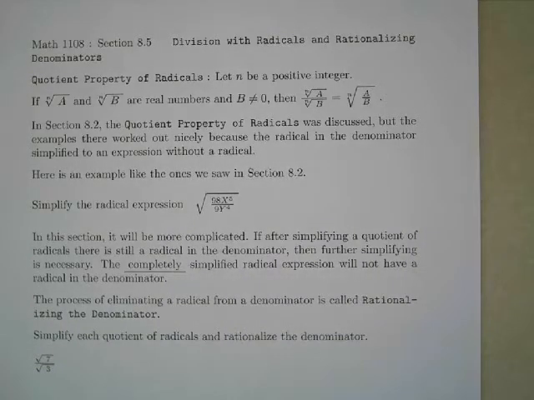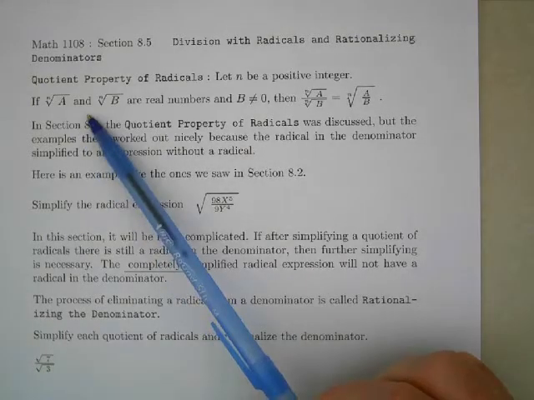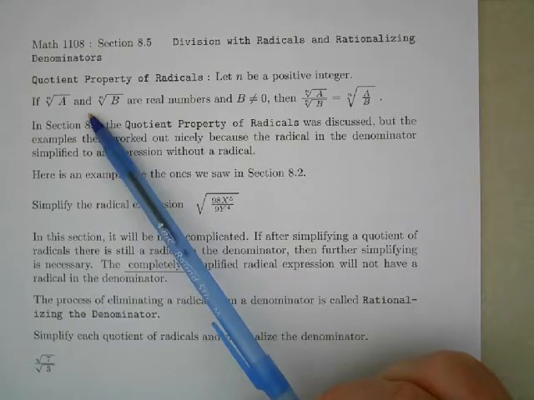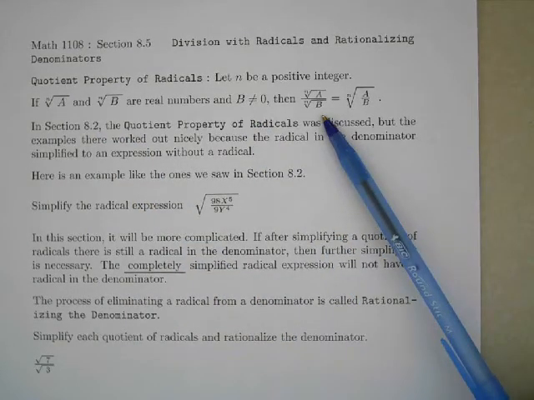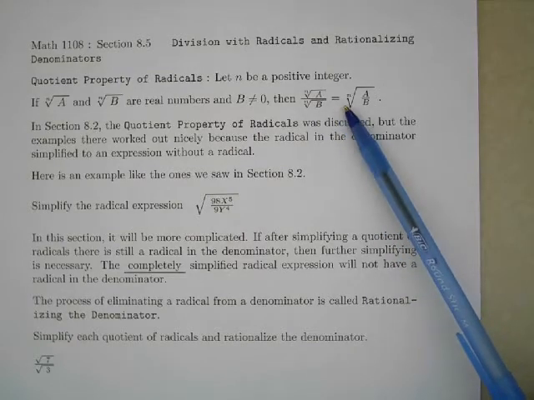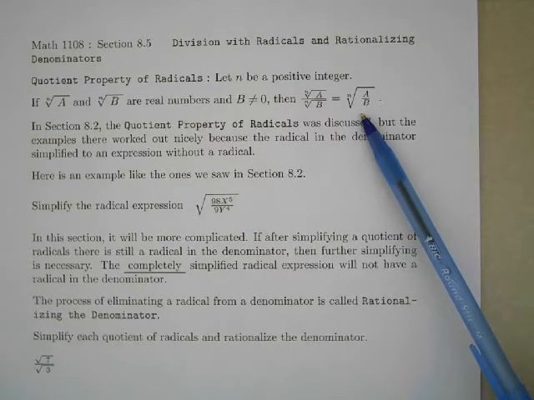Math 1108, Section 8.5, Division with Radicals and Rationalizing Denominators. The quotient property of radicals. Let n be a positive integer. If the nth root of a and the nth root of b are real numbers, and b is not equal to 0, then the nth root of a divided by the nth root of b is equal to the nth root of a divided by b.